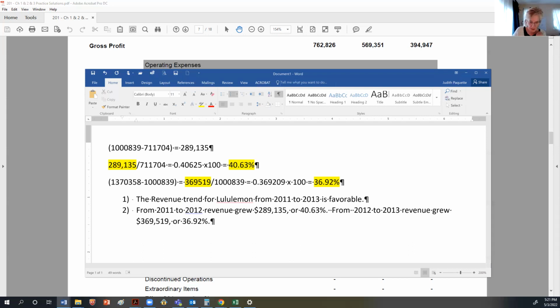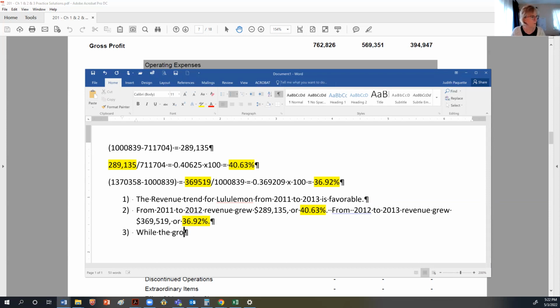Now your wrap-up sentence is your summary sentence, and you can say a couple things. You can acknowledge to me that you know it didn't grow as fast. The growth rate slowed down the second year. First year growth rate was 40%, but second year growth rate was almost 37%. So you can tell me you see that.